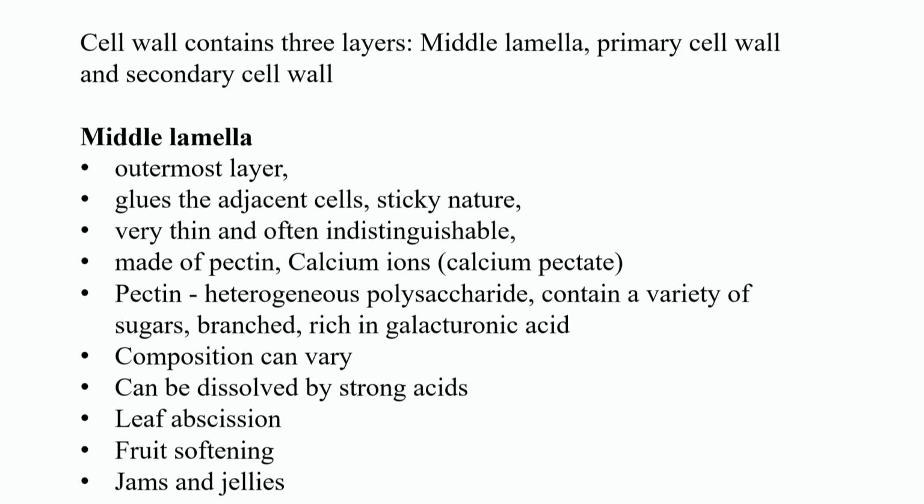Now, basically this cell wall contains 3 layers: middle lamella, primary wall and secondary wall. Now, coming to middle lamella, suppose it is one cell and adjacent to it there are several other cells also. So, a middle lamella will be found in between 2 adjacent cells.